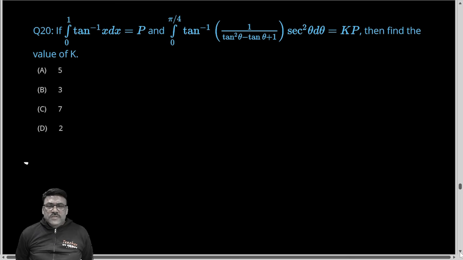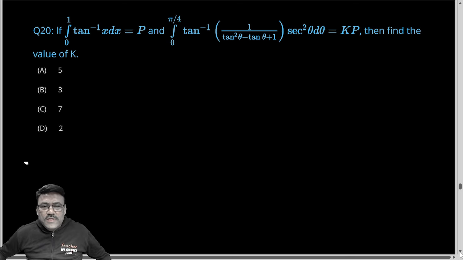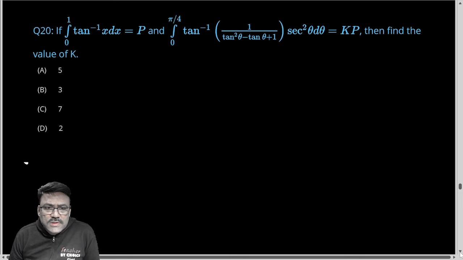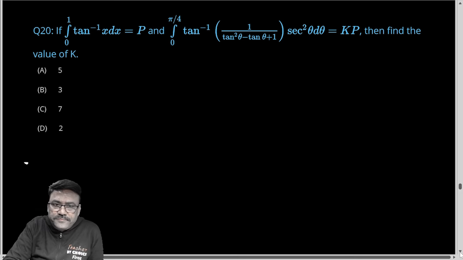Okay, let's see this question. This is from definite integration. Two integrals are given to you. The first integral is called P, the second integral is called KP. So what is the value of K here? So let's take KP.